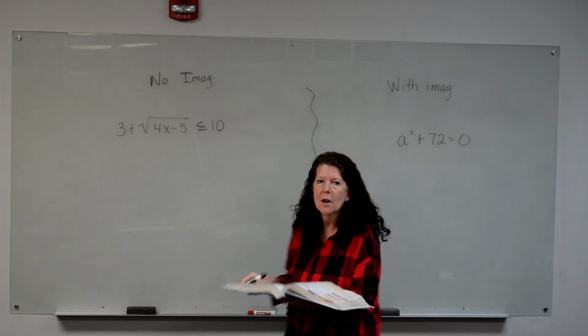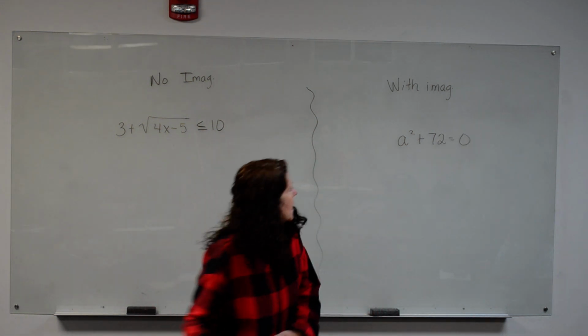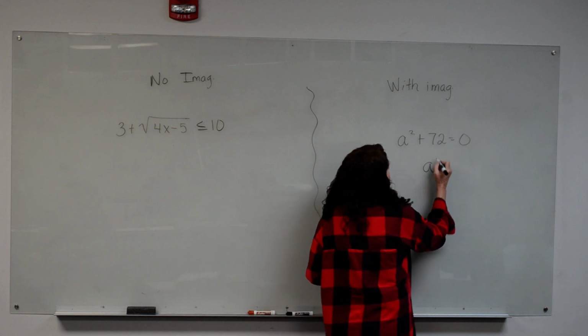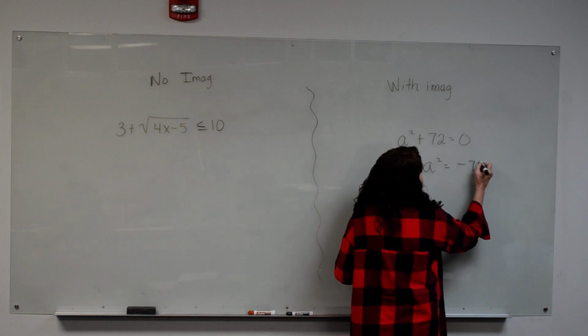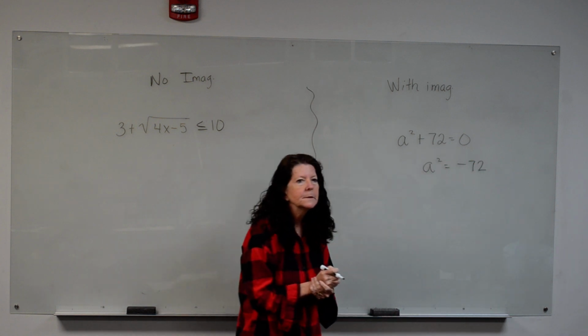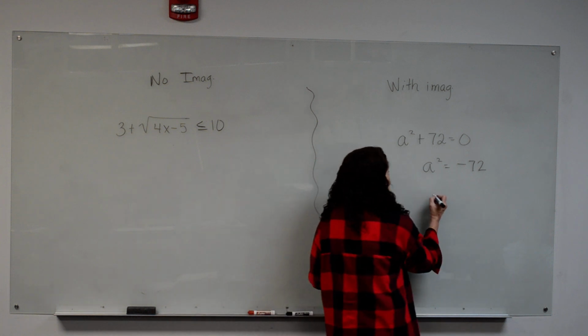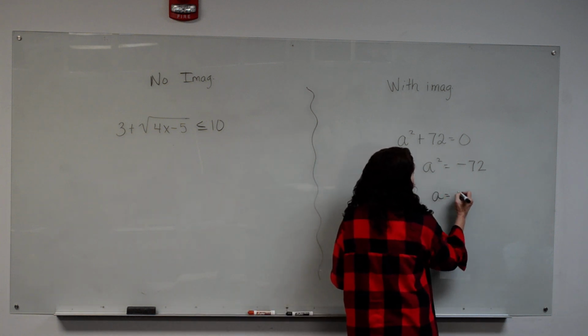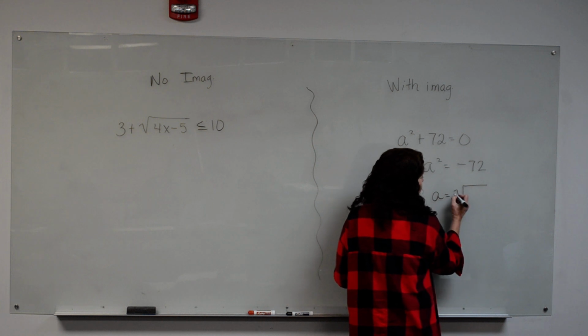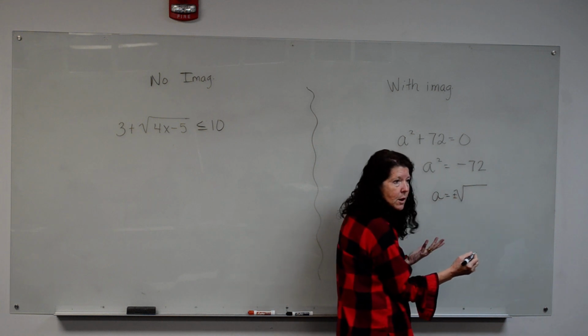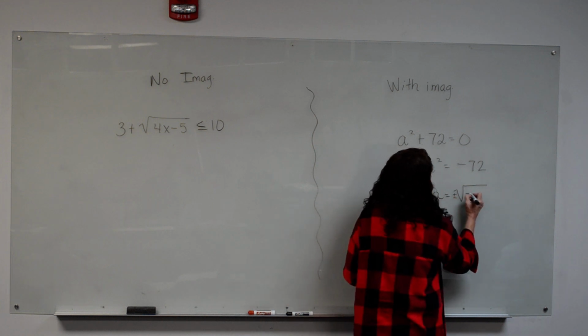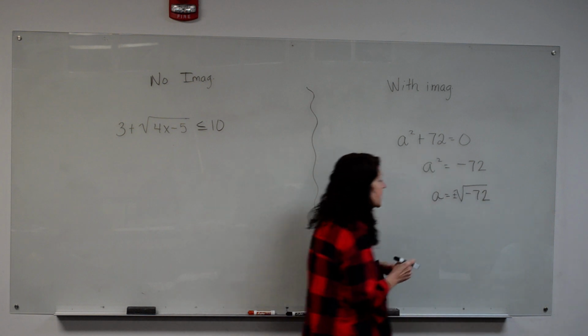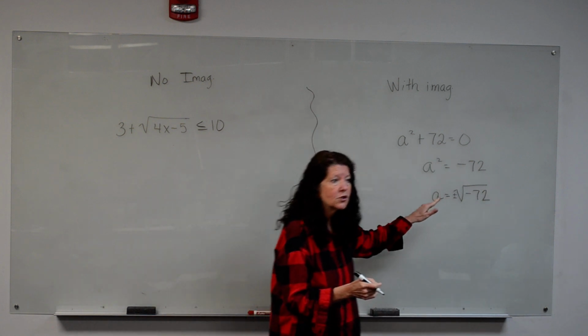All right, how am I going to solve that? I'm going to subtract the 72. So I have a squared equals negative 72. Now what am I going to do? I'm going to take the square root of both sides, so I'm going to get a is equal to the square root, and it's literally plus or minus the square root, because we know that from earlier. And this time they want you to do that, because they want it solved.